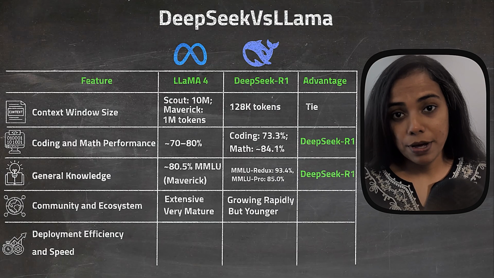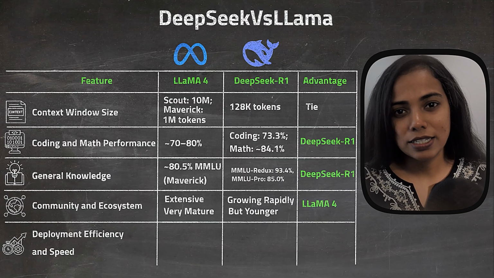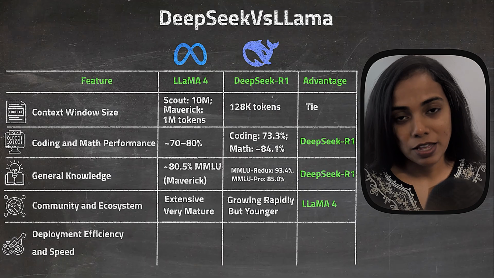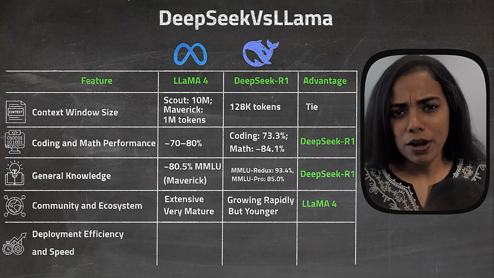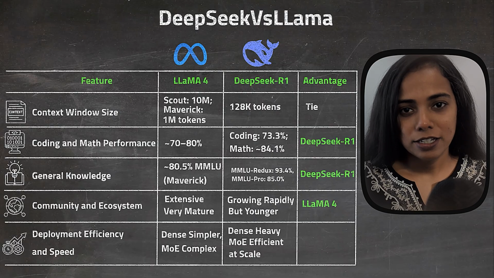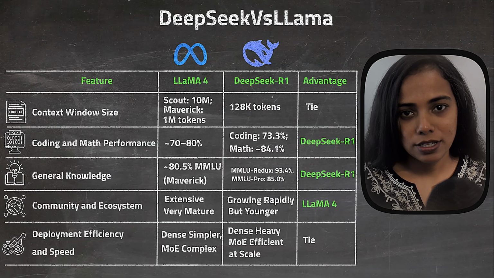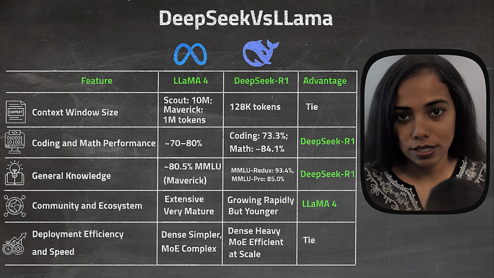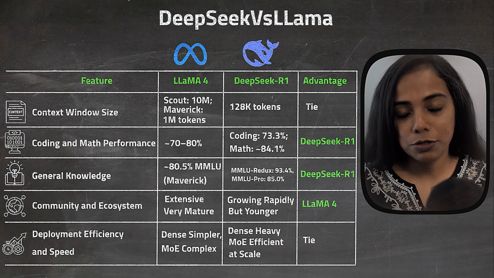LLaMA 4 benefits from an extensive and established community ecosystem, whereas DeepSeek R1, while rapidly growing, is still developing, giving LLaMA the upper hand here. Lastly, deployment and speed considerations result in another tie. LLaMA 4's dense variants offer simpler, efficient deployment on smaller scales, while DeepSeek R1's mixture of experts architecture achieves higher efficiency at massive scales but demands more complex hardware management.